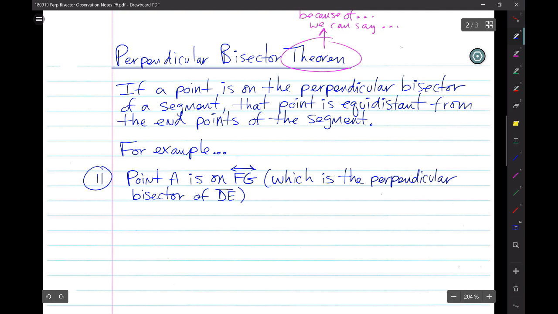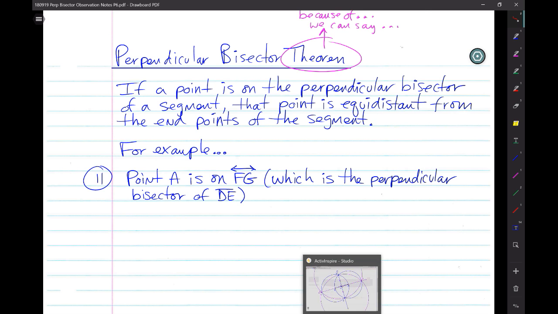So we established in point 10 on the front side of our paper that line FG is the perpendicular bisector of DE. So if point A is on line FG and FG is a perpendicular bisector, then this comes into play right here. If a point is on the perpendicular bisector, which point A is, then that point is equidistant from the endpoints of the line segment that's being cut by the perpendicular bisector. Let's look at it on the picture.